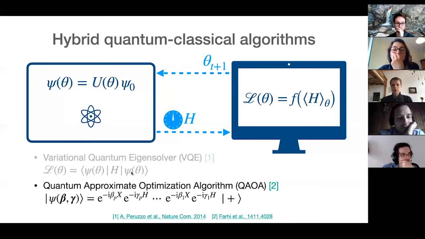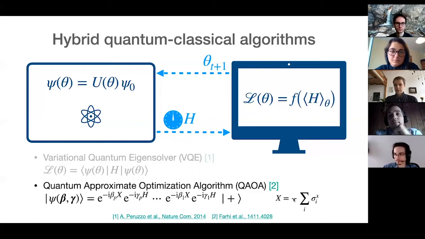So here I just wrote down this parameterized state psi, but here the state is obtained in a specific way. Namely, we have these two types of gates, e to the minus i parameter times Hamiltonian, and then e to the minus i parameter times X, where X is this transverse field in x direction. And we apply all of this to the uniform superposition state, so all qubits pointing in the x direction.